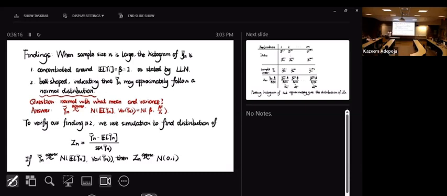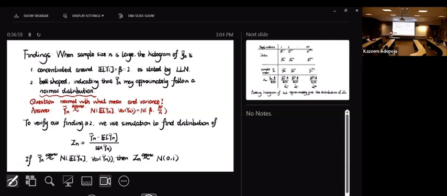Now, there's something we can do again to verify. To verify our finding here, we can use simulation to find the distribution of this guy. You all know the standard normal distribution, right? The expected value of Z is 0, the variance is 1. And I told you why we use the standard normal distribution: we want to restrict the mean and variance to particular values, so that we don't have an infinite number of pages of statistical tables for Z.